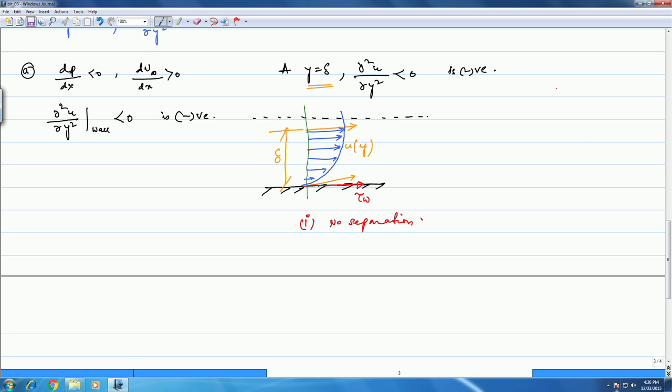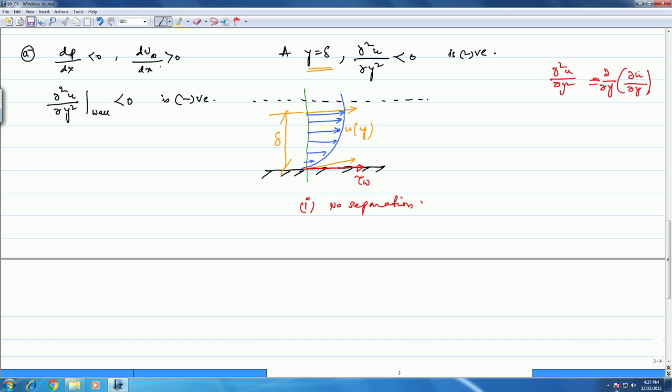Basically, when you say ∂²u/∂y², this is nothing but the slope of a slope, ∂/∂y of ∂u/∂y. So use this understanding, at the edge of the boundary layer where u is very close to the free stream, and this should give you an idea why I'm saying that ∂²u/∂y² near the boundary layer edge is always negative. Okay, all right.